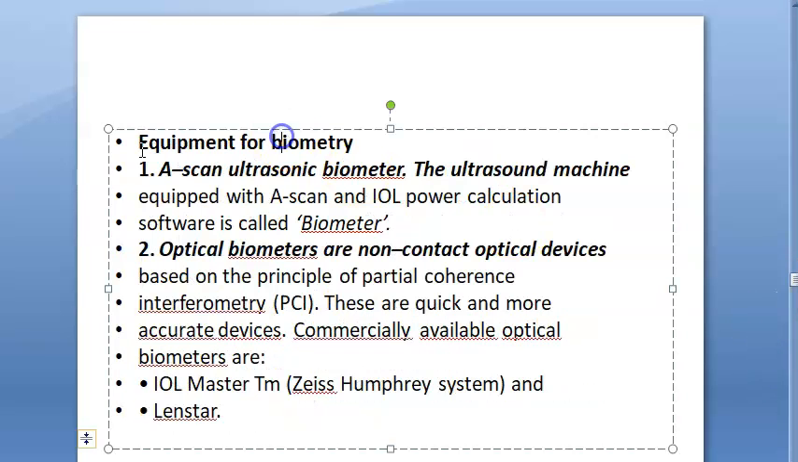What is the next slide? Equipment for biometry. What and all you need for biometry? You need an A-scan ultrasonic biometer to calculate the axial length. Yes, we know that. Then you have optical biometers. What is this? Okay. So many biometers are there. What will you get finally? Axial length. Okay. So you know how to calculate the power now.